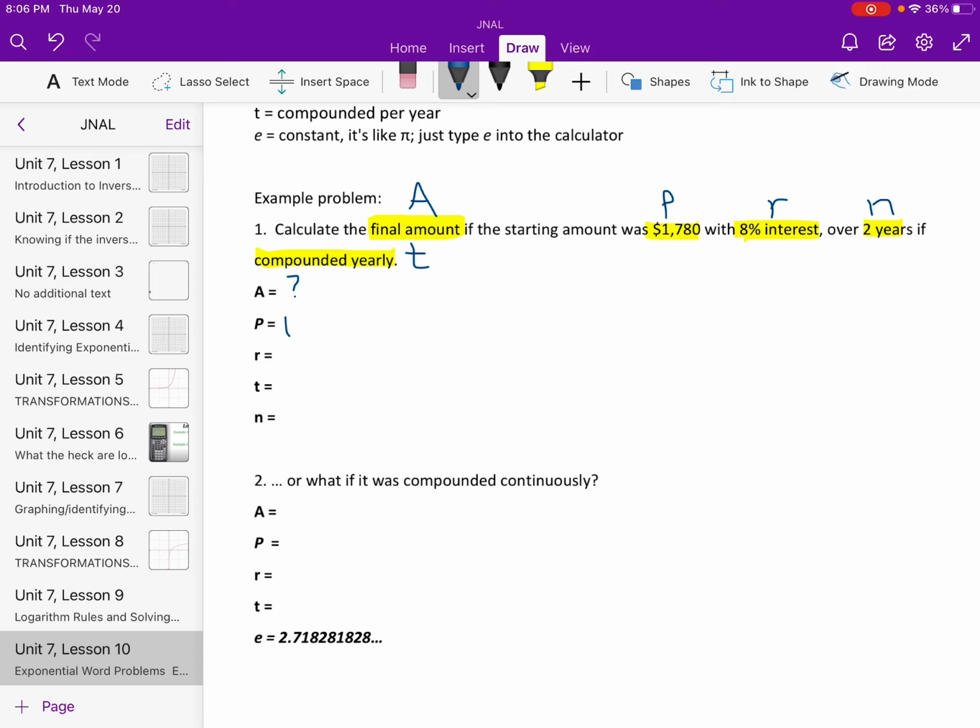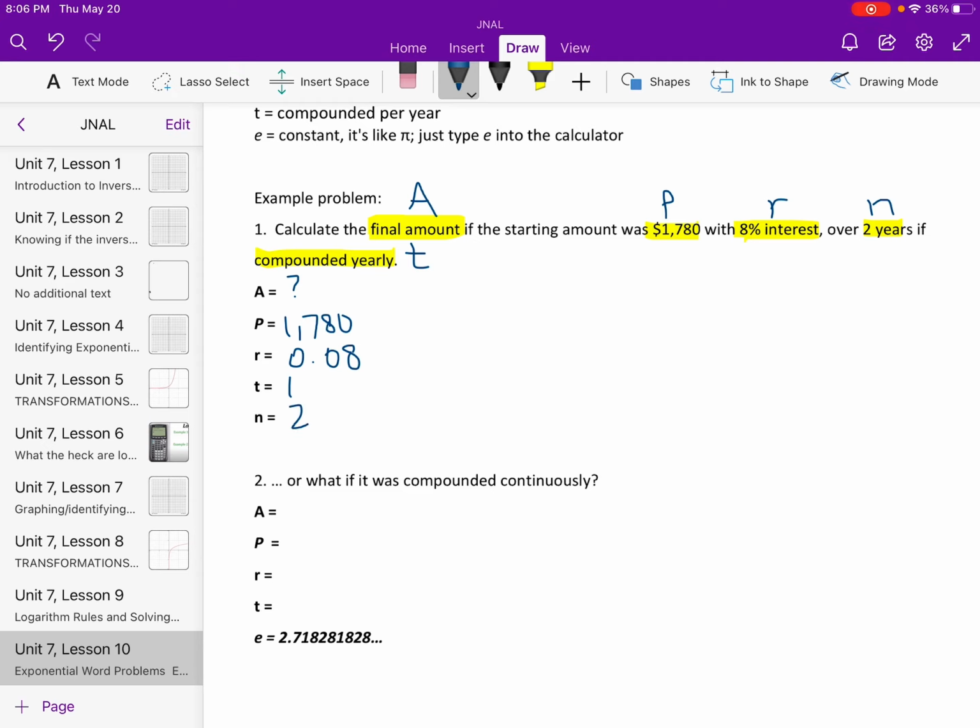P is $1,780. R is 8%. Now we don't want to keep that as 8%. Hopefully you know how to convert it: for a percent, you just move the decimal back 2 places. So 0.08. T, that's compounded yearly, so we can say 1 yearly. Over 2 years, so N is 2.